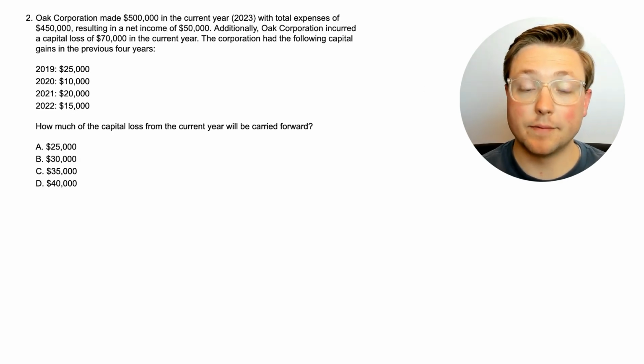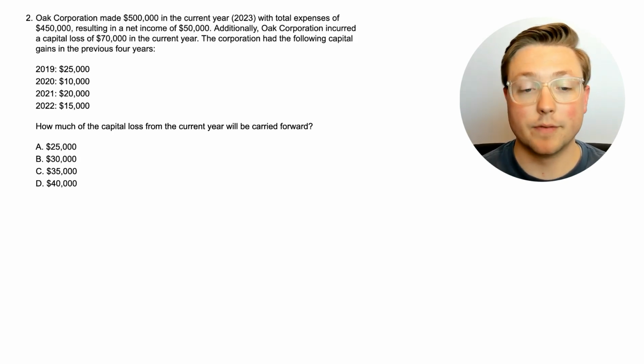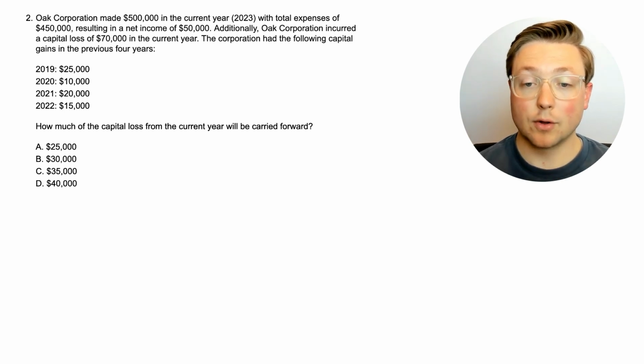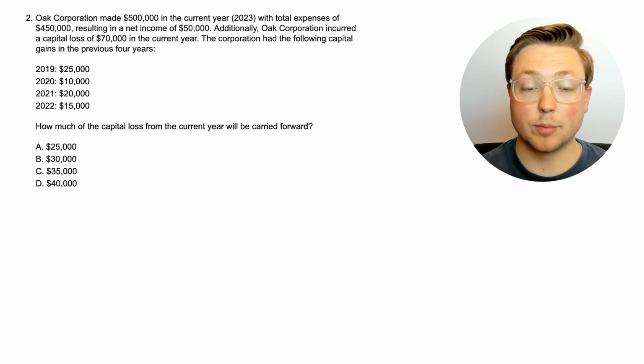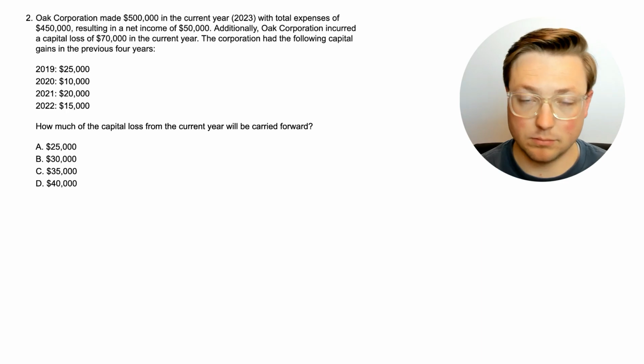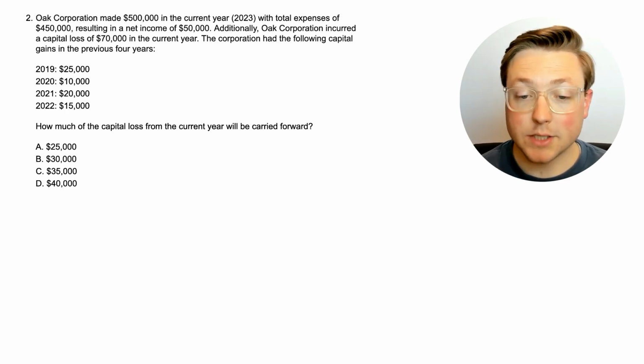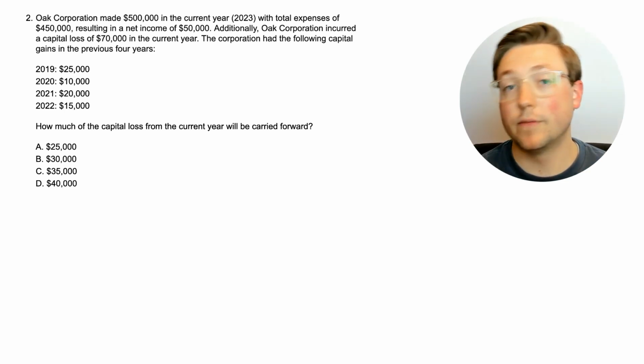Oak Corporation made $500,000 in the current year, 2023, with total expenses of $450,000, resulting in a net income of $50,000. Additionally, Oak Corporation incurred a capital loss of $70,000 in the current year. The corporation had the following capital gains in the previous 4 years. 2019, $25,000 gain. 2020, $10,000 gain, 2021, $20,000 gain, and 2022, the most recent year, $15,000 gain. How much of the capital loss from the current year will be carried forward?